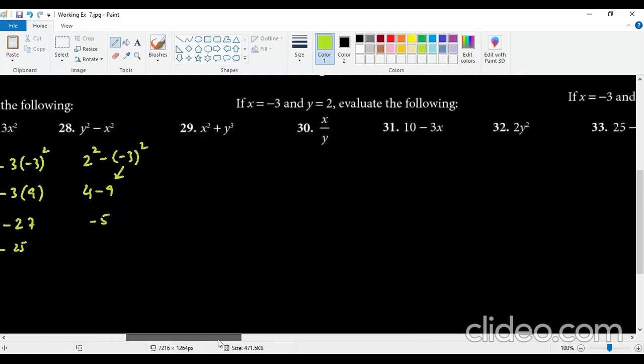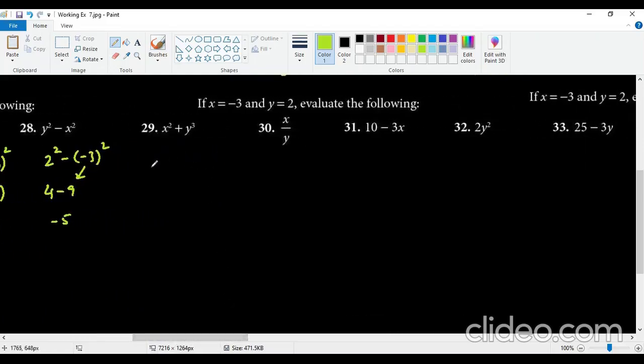When it comes to the next question, the value of x is negative 3. That means negative 3 square plus 2 square is going to be operated together. Minus 3 square gives you a 9, and plus 4, 9 plus 4 is going to give you a 13 as an answer. Let's see if it is right.